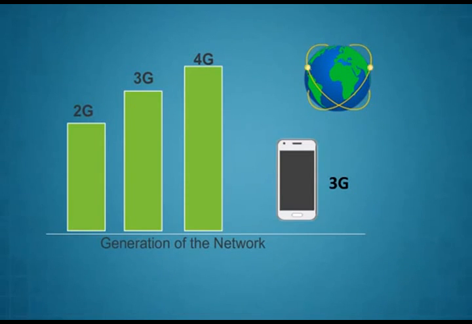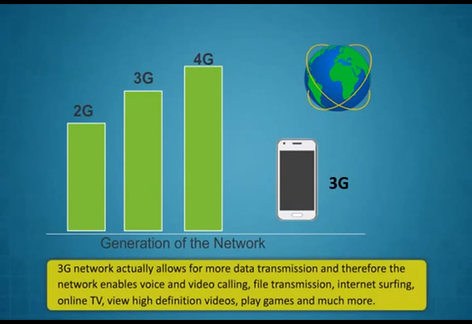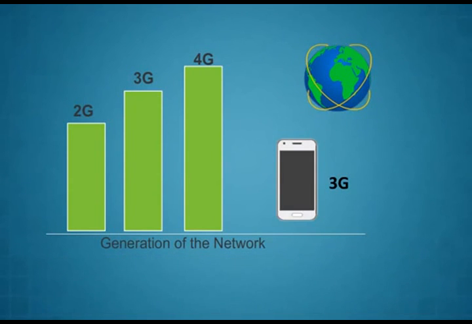The speed of data transmission on a 3G network ranges between 384 kbps to 2 Mbps. 3G network allows for more data transmission, and therefore the network enables voice and video calling, file transmission, internet surfing, online TV, viewing high definition videos, playing games, and much more. 3G is the best option for users who need to always stay connected to internet.